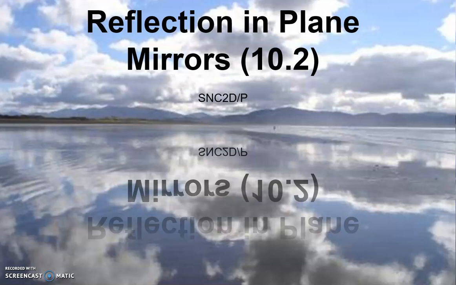This is section 10.2 in the McGraw-Hill Ryerson Science 10 textbook that we're going to cover. A plane mirror is a flat mirror, just like this body of water is a flat surface. And what happens is light traveling in straight lines will reflect. That means it's going to bounce off of a shiny surface like this water. And so let's look at some examples of reflection.